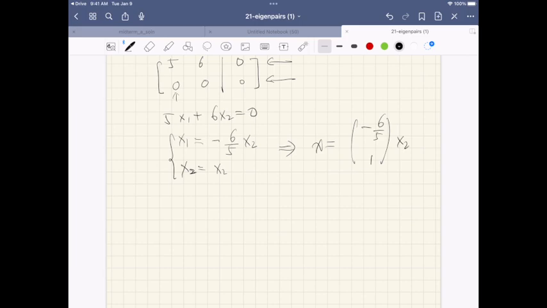All right. So this is the eigenspace. Or you can write the eigenspace as the span of this vector, (negative 6 over 5, 1).